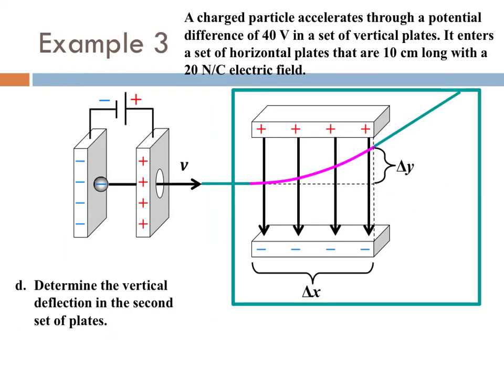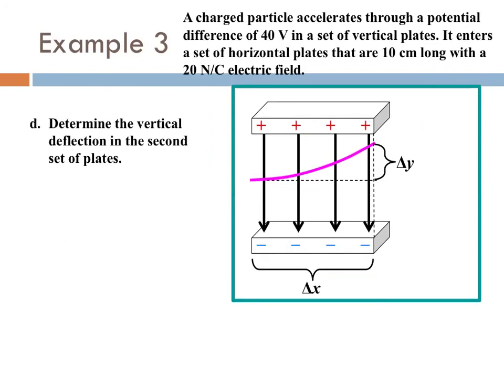Now part D asks you to determine the vertical deflection in the second set of plates. What that means is it's asking you to solve for delta y. Now you really want to think of a charge going into a field vertically. So it's shooting off like this, right? It's moving through here. When it enters the field, then it follows this path. This is very similar to a horizontal projectile, and it's exactly the way that you're going to be treating it. This is just an upside down horizontal projectile.